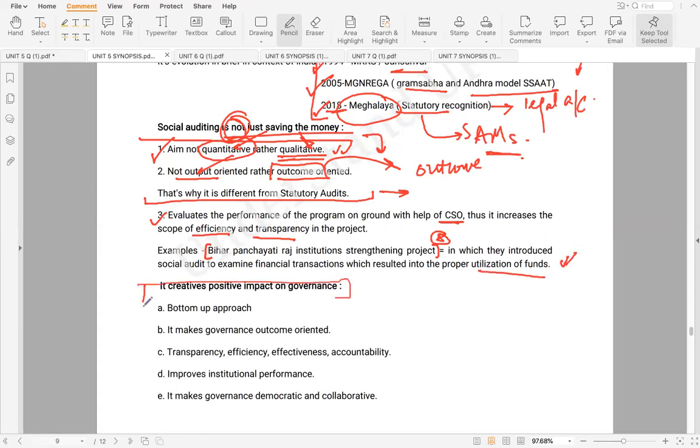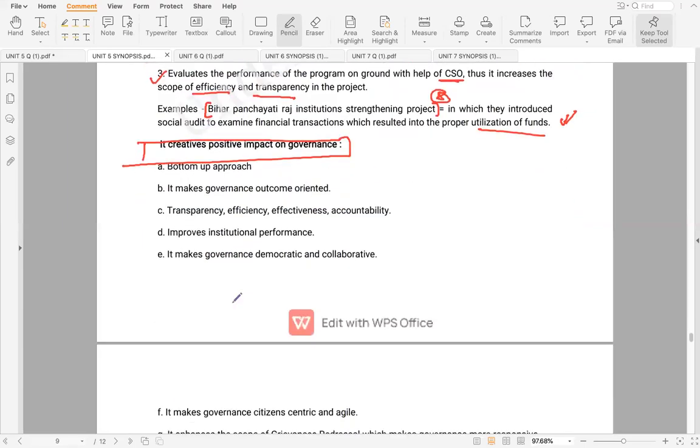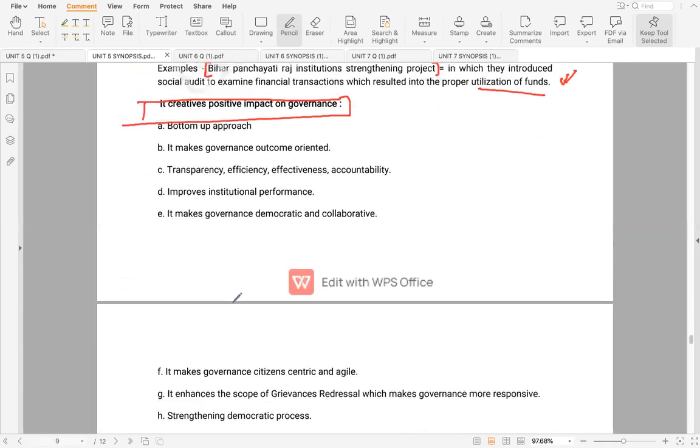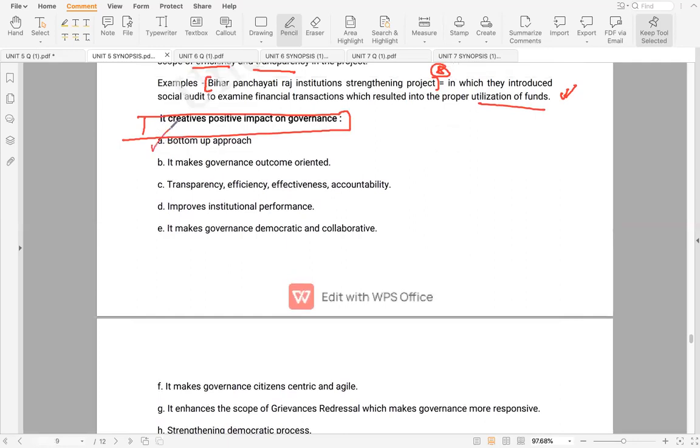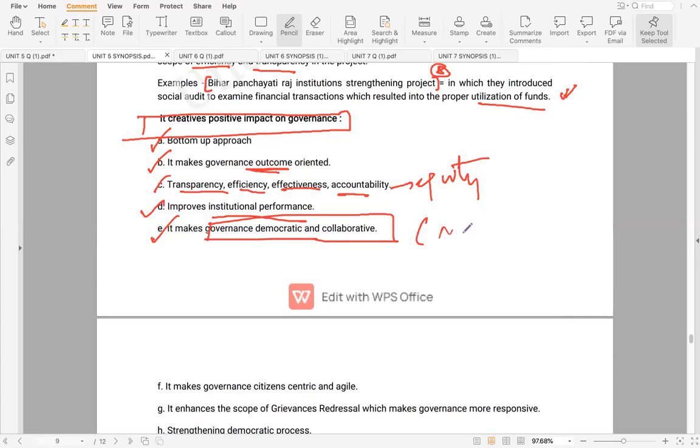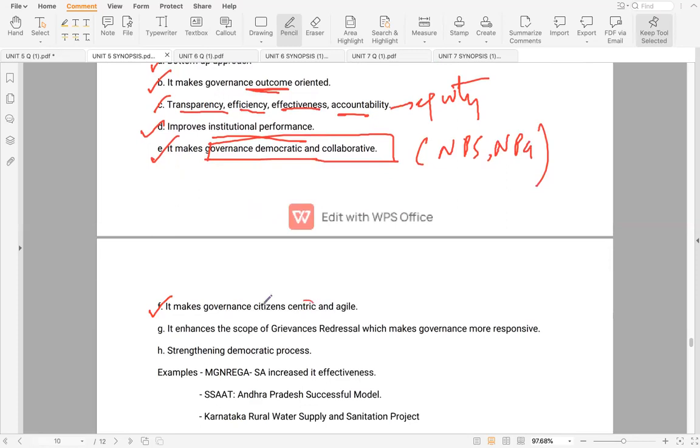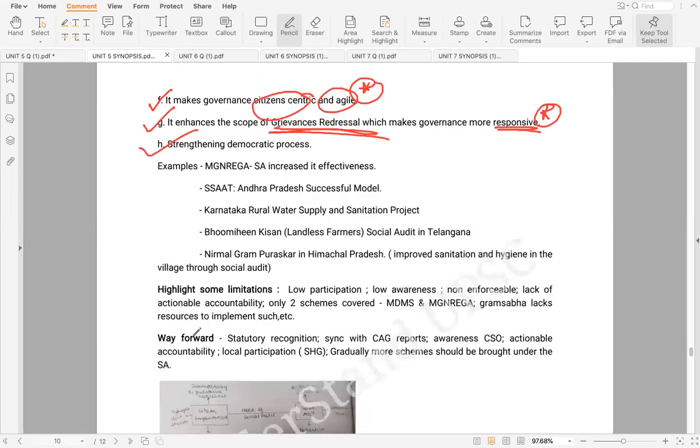Then we'll directly hit on the second part, which is the positive impact on governance. How is it creating a positive impact on governance? Try to include as many keywords on good governance that you can. So you have a bottoms-up approach. It makes the governance outcome oriented instead of output oriented. You ensure transparency, efficiency, effectiveness, accountability, and also equity. Improves the institutional performance. It makes governance democratic and collaborative. Talk about NPS, NPG. It makes governance citizen-centric and agile. It enhances the scope of grievance redressal, which makes governance more responsive. You also strengthen democratic process in general. You can also include other keywords if you wish to, and come out with some examples now.